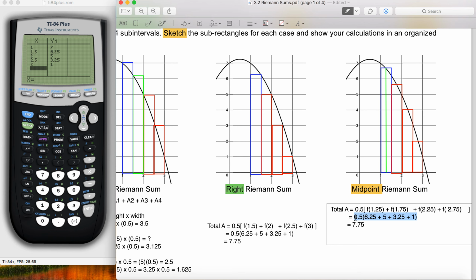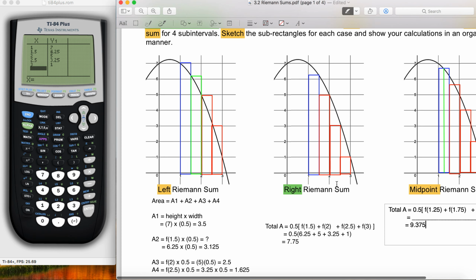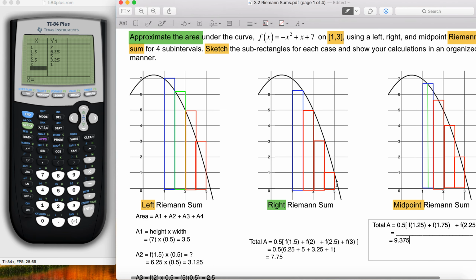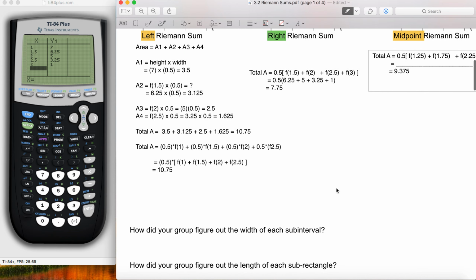And I'll let you figure out this middle line to double check your work, but the answer to this one is going to be 9.375. So there you go. Here's how you do the first part of the notes. And so let's do a little quick summary.